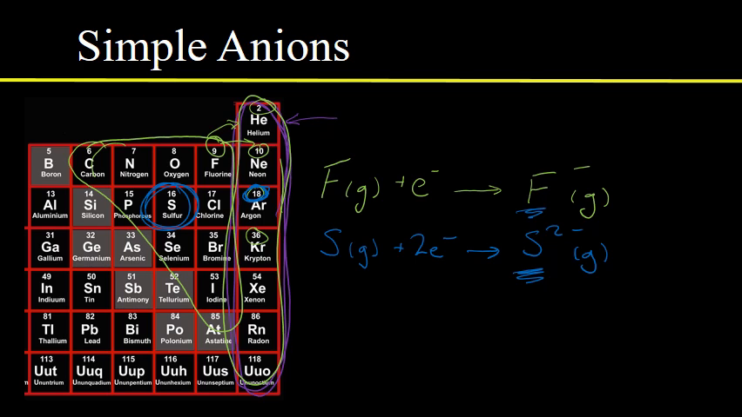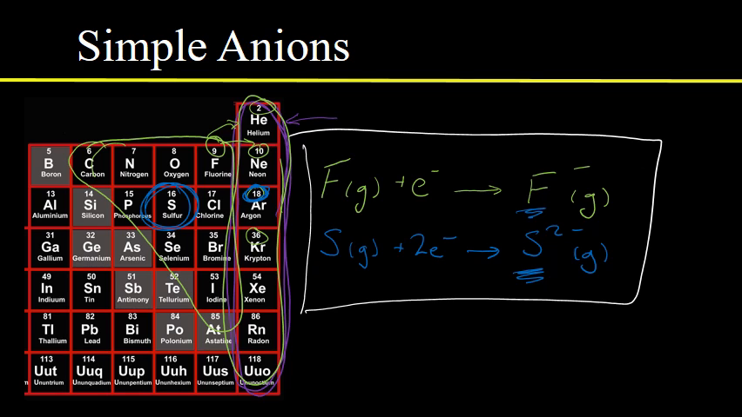For all of these ions, all of the nonmetals that form anions in this way, we can tell what the charge of the ion is going to be just by counting how many steps away it is from the noble gases. So fluorine has to gain 1 electron to have the same number of electrons as neon. Therefore, fluorine makes a -1 ion. Sulfur has to gain 2 electrons to have the same number as argon. Therefore, sulfur is going to gain 2 electrons and pick up a -2 charge.